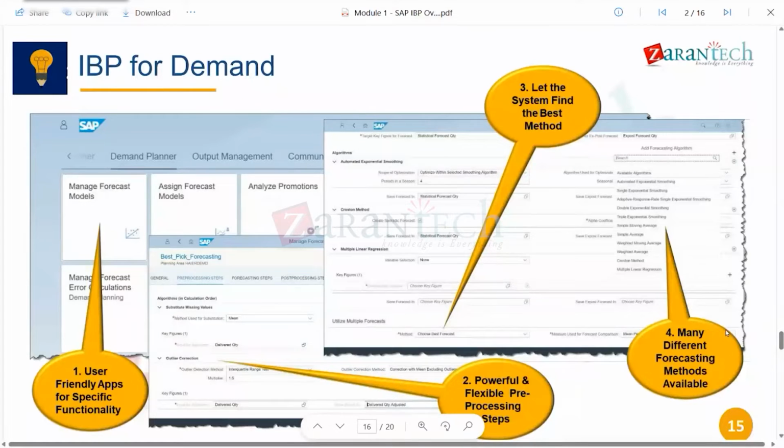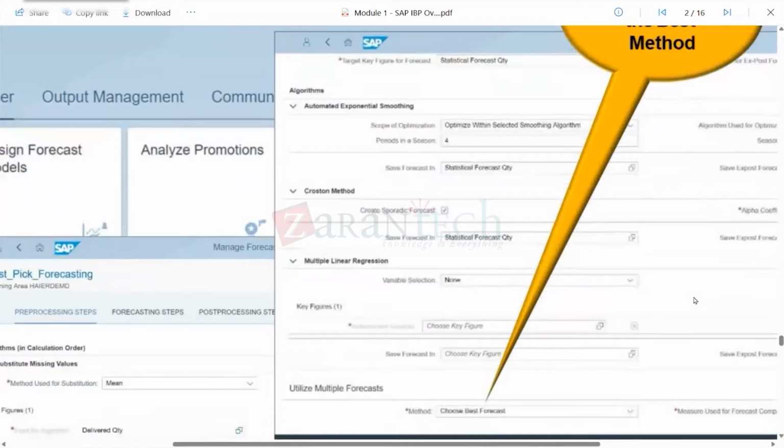I don't know if you are able to see this. I will try to maximize this a little bit.